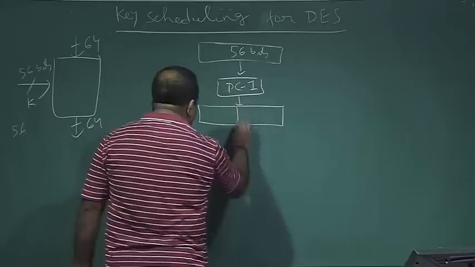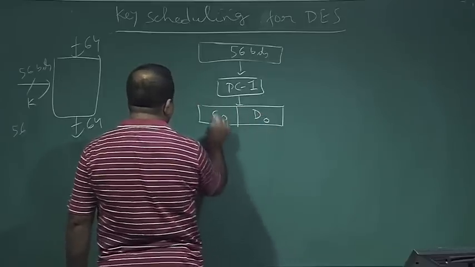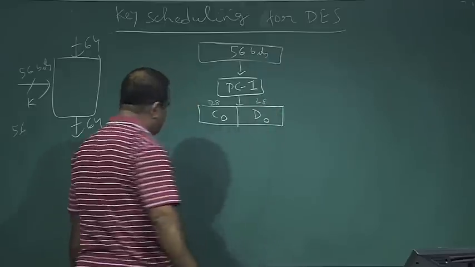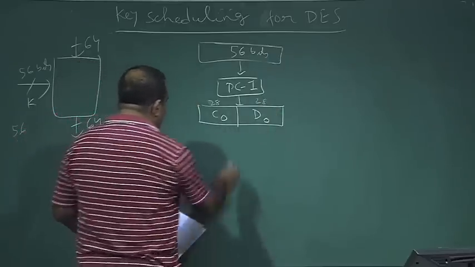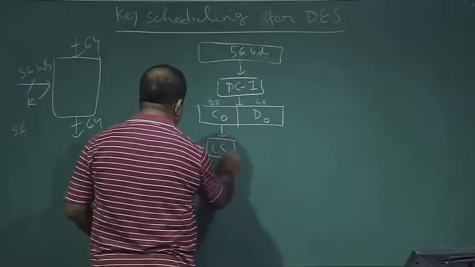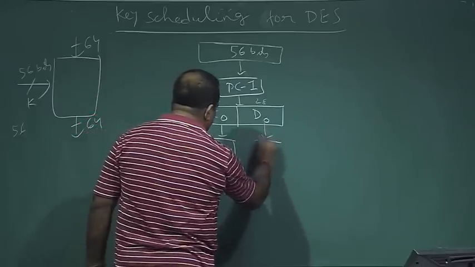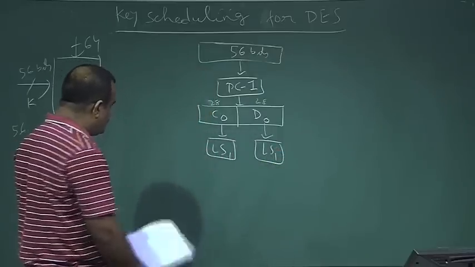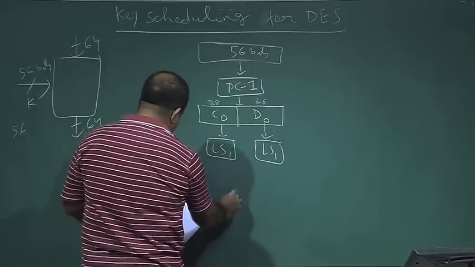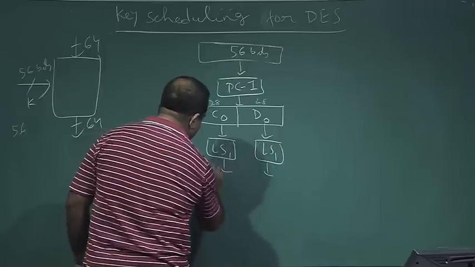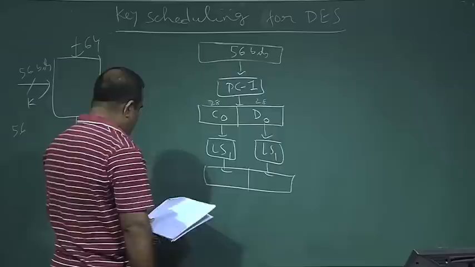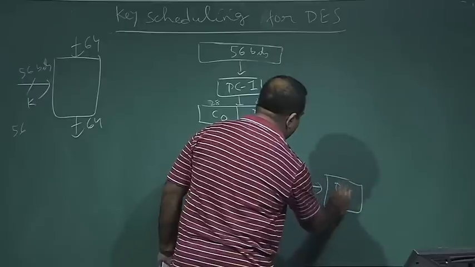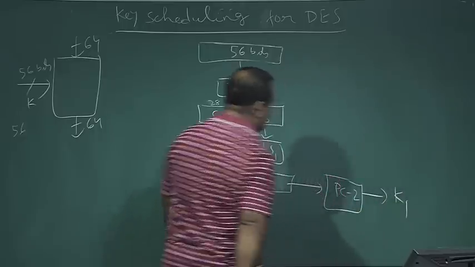Now we divide it into two parts, C0 and D0, and each is 28 bit. Now we apply a left circular shift separately on both parts. This is for the first round key, we want to get the first round key. Then we store it into what is called C1 D1, and on this C1 D1 we apply another permutation PC2, and this will give us K1.